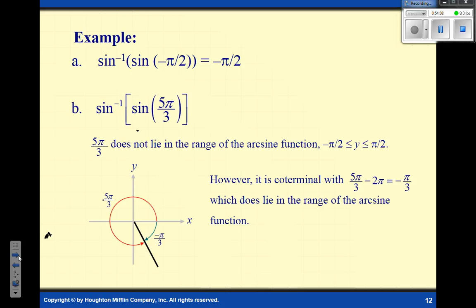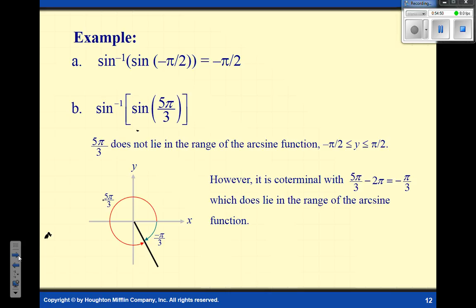Why can I not simply cancel those out and leave my answer at 5 pi over 3? 300 is outside the range restriction. What's another way I can name that angle? Negative pi over 3. Within the restriction. So yes, you can think about it that way: the inverse and the function cancel each other out, but only as long as the angle stays within the restricted area. If it goes outside the restricted area, you have to adjust it and put it back in the restricted area.